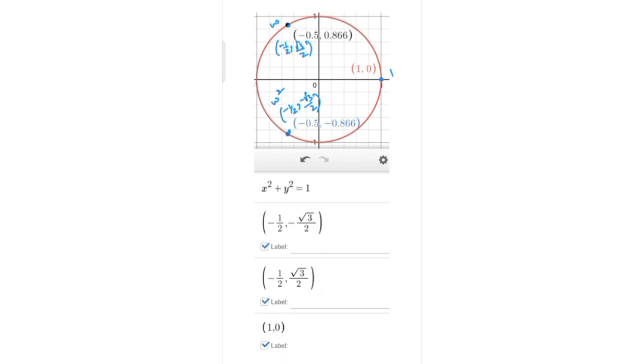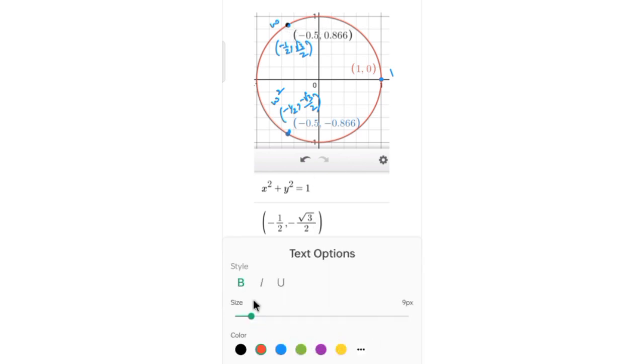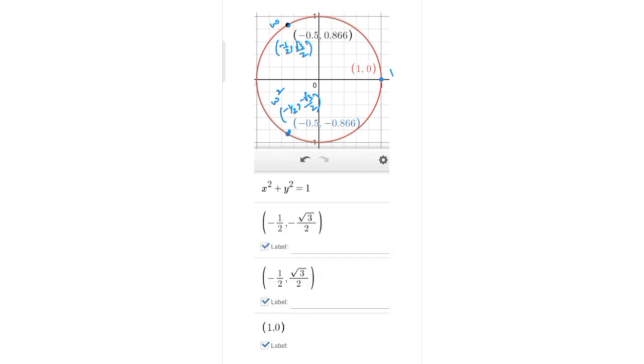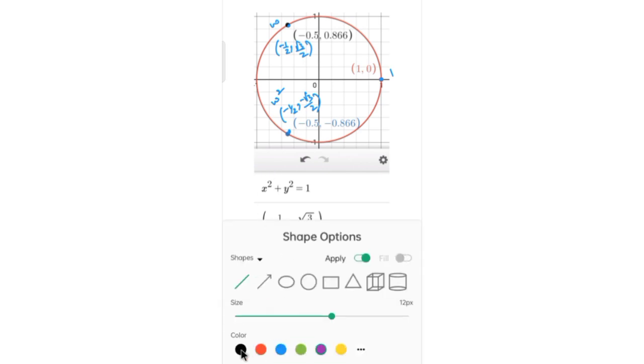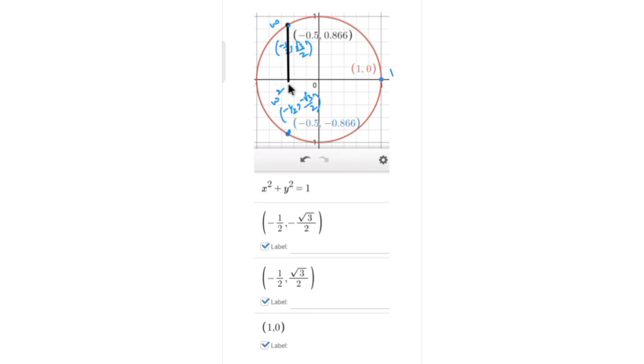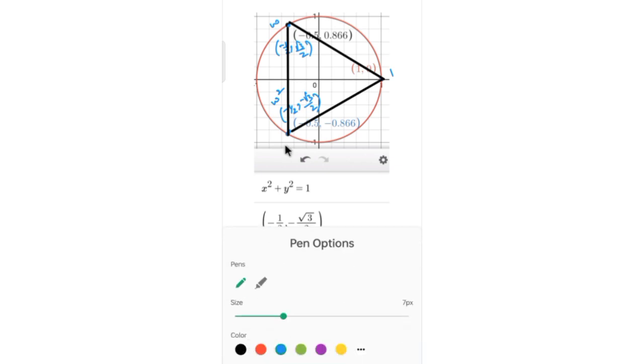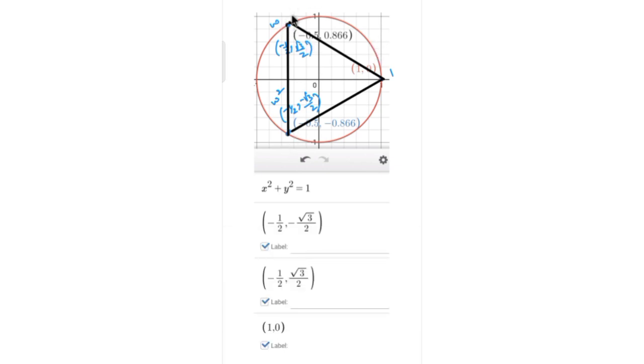If I just join them in this way, these form the vertices of an equilateral triangle. That means these three are the vertices of an equilateral triangle inscribed in a unit circle and having its center at the origin, fine. This is the center of this circle. So these are all the important points that you need to remember.